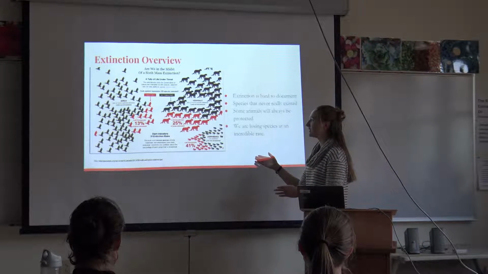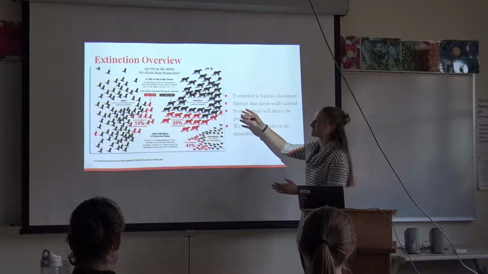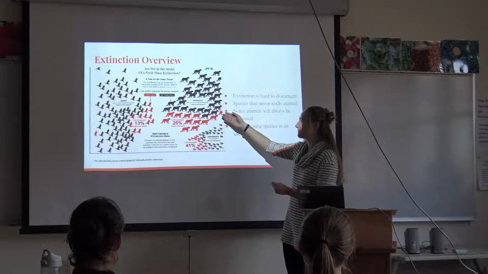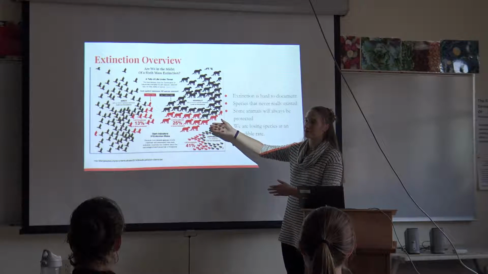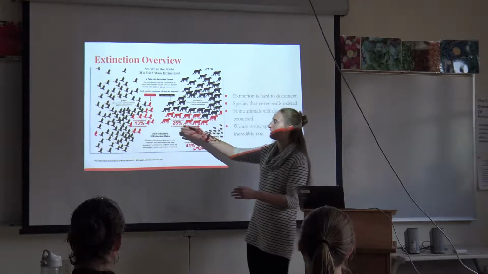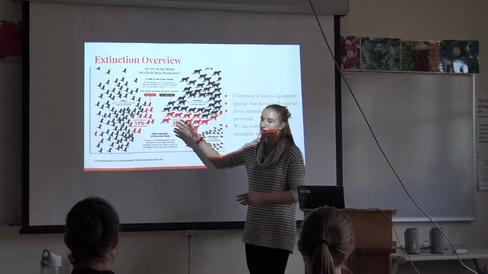And I chose this picture because it shows the sixth extinction, which I'll talk a little bit about later. And it shows mammals, how 25% of all mammals are threatened now, how 41% of all amphibians are threatened now, and how 13% of all birds are threatened currently.